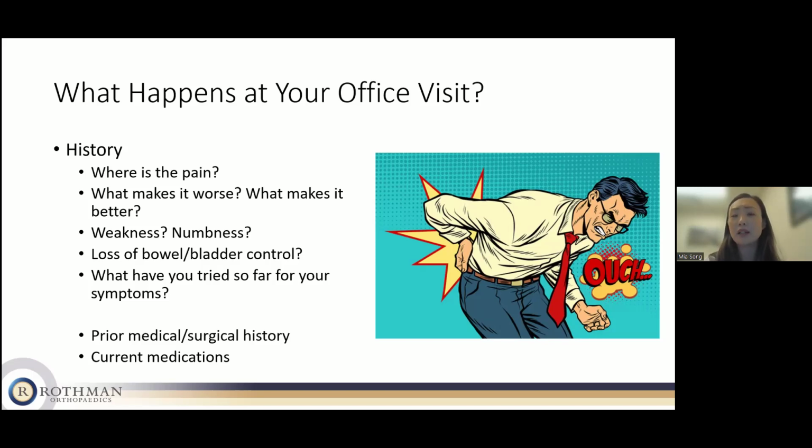It gives me a better idea of what's going on and identifying what your pain generator is, because there are so many causes of back pain that can present similarly at times. I also ask about prior medical and surgical history, which is very important to know, and your list of current medications as well for any other medical conditions that you have.